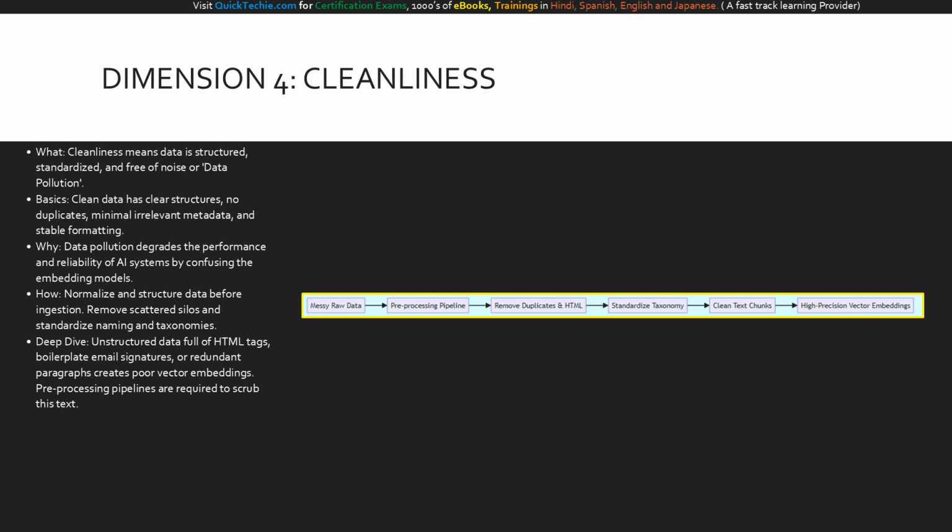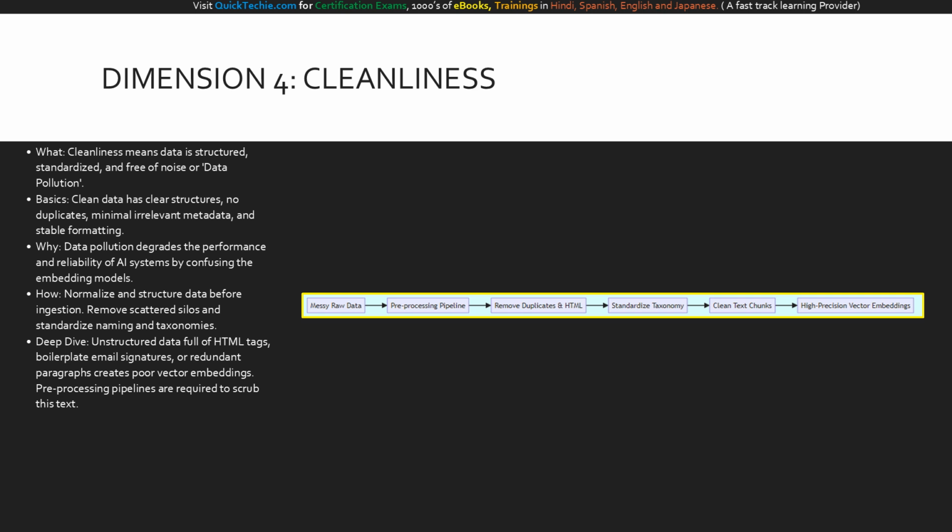Let's look deeper. Imagine a massive corpus of old emails. If they are full of HTML tags, boilerplate signatures, and endless reply chains, the AI struggles to find the actual knowledge. Architects must build pre-processing pipelines to scrub and clean this text before the AI ever sees it.